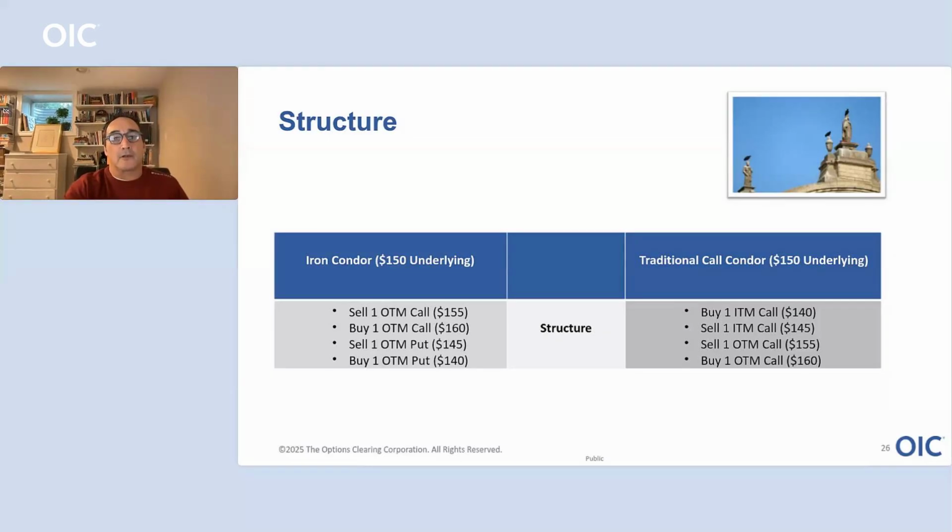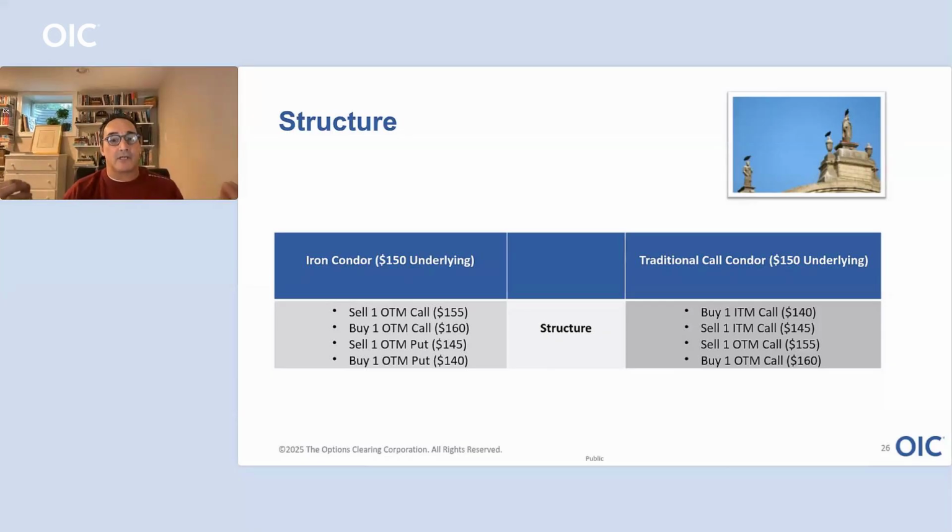The traditional condor, if the stock's trading at 150 and implied volatility is low, but we want to put on a calendar or an at-the-money roughly long condor, we would in this case buy the in-the-money 140 call. We would sell the in-the-money 145 call. We would also sell the out-of-the-money 155 call and buy the out-of-the-money 160 call, okay?